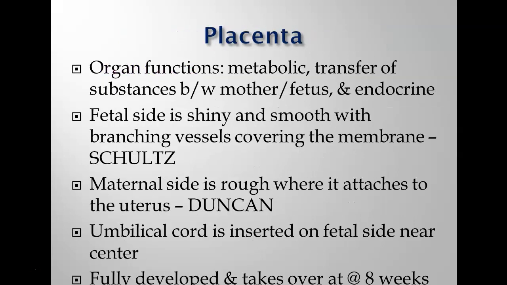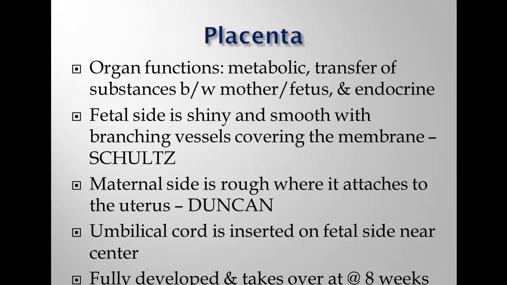The placenta, we know, has organ functions that are metabolic, they transfer substances between mom and baby, and endocrine. There are two sides to the placenta. There's a fetal side, the side that the baby would be up against, which is shiny and smooth, with branching vessels covering the membrane. We call that the Schultz side. Then there's a maternal side, which is the side of the placenta that is connected to mom's uterus. This is rough where it attaches to the uterus, and we call this the Duncan side.